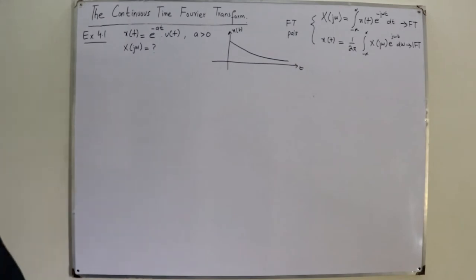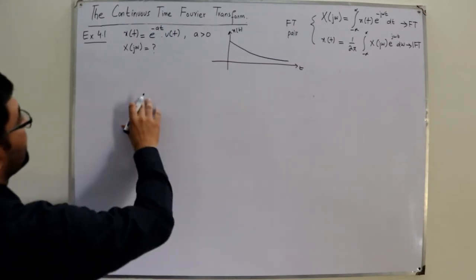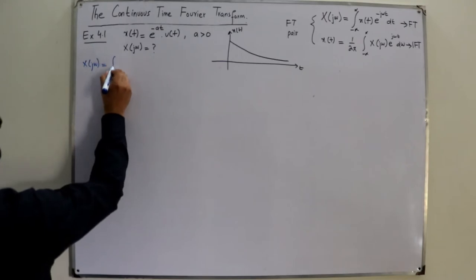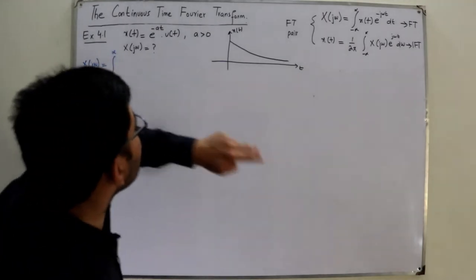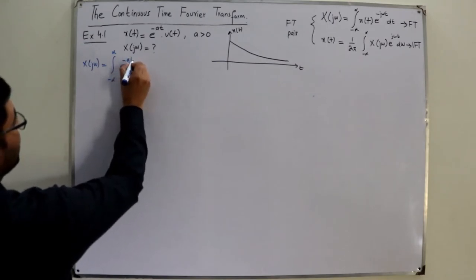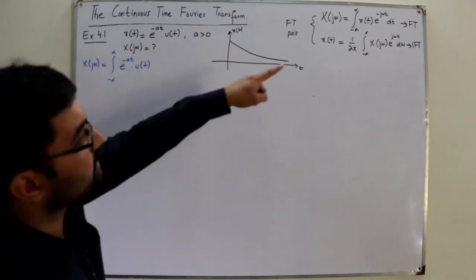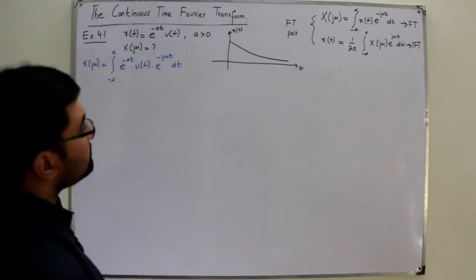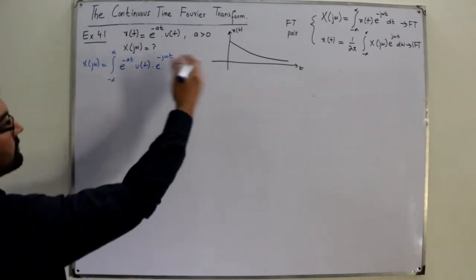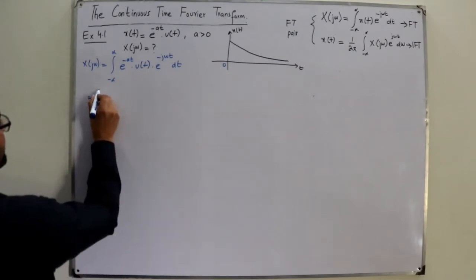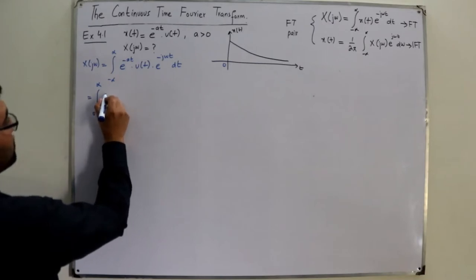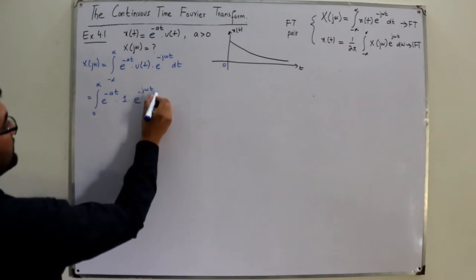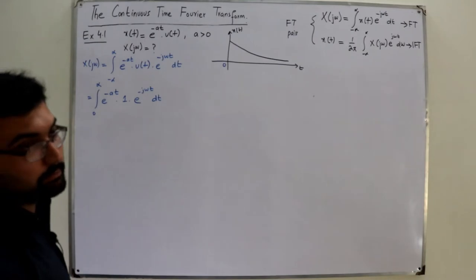So, coming into the formulas now, I would put the values in that formula. My x of j omega would be the integration from negative infinity to positive infinity of x of t, which is exponential of negative a t multiplied by u of t, multiplied with exponential of negative j omega t, integrated with respect to t. Now this only exists for positive values of time, so I can write this integration from 0 to infinity. The exponential of negative a t, u of t is 1 in this case, multiplied with exponential of negative j omega t with respect to t.